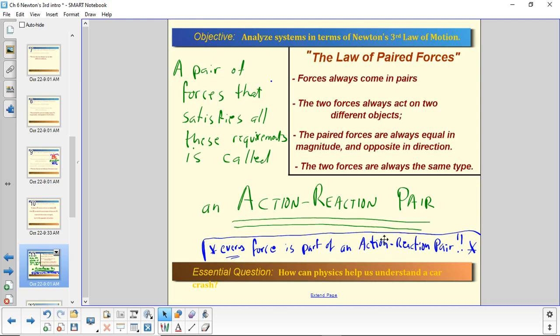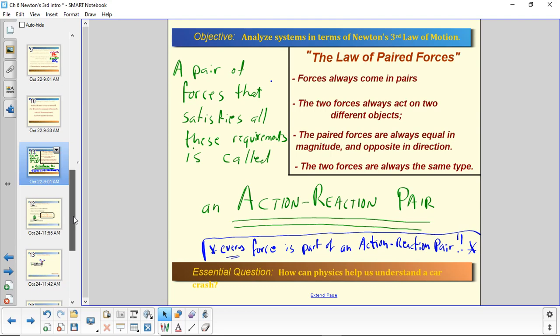And when we figure out and can identify the two parts of the action-reaction pair, sometimes we can realize things that we never knew before. Okay, so this slide here is an important one. I want you to pause it here and make sure you have all this information down in your notes because this summarizes it very well. These are the four requirements of the third law. And if you can identify a pair of forces that satisfy all these requirements, then we call that an action-reaction pair of forces. Or a pair of objects, which is exerting an action-reaction pair of forces on each other.